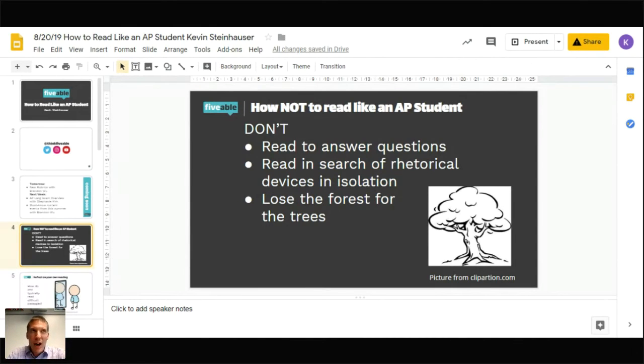They'll read a paragraph, understand that paragraph to the best of their ability, and then almost forget about that paragraph because they're going with the tree mindset. Don't look for what this sentence is saying or what this word means. Look for the big picture. So don't chop up your reading and forget what you've already read. Again, look at how everything is blending together.